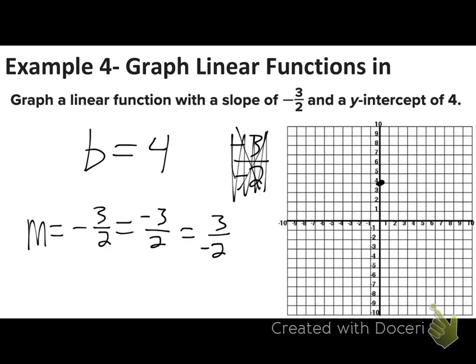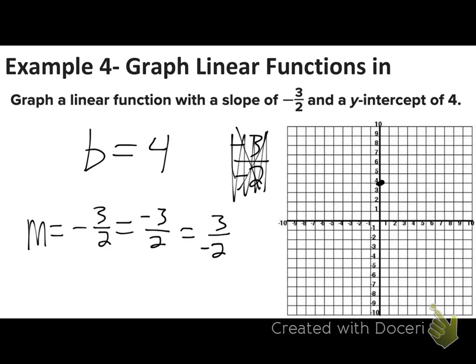Where do I go from? Interesting question. Where do I go down 3, right 2 from? Where's my starting point? The y-intercept. The origin is not your starting point. The y-intercept, since that's already a point on my line. So from this point, I'm going to go down 3, right 2, and put another point.